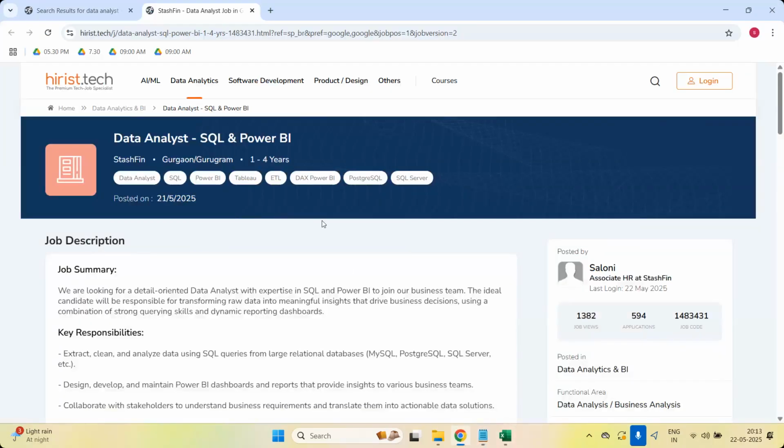Right? So now, by seeing this, can you see data analyst is okay, SQL is okay, Power BI is okay, Tableau we have not completed, so keep this one aside. ETL okay, DAX is okay. Here we are using MySQL. Though you have written SQL, can you see MySQL is there? You have to work on large relational databases. Already you have worked on the IMDb data set. It is large data, right? It is not a small data set.